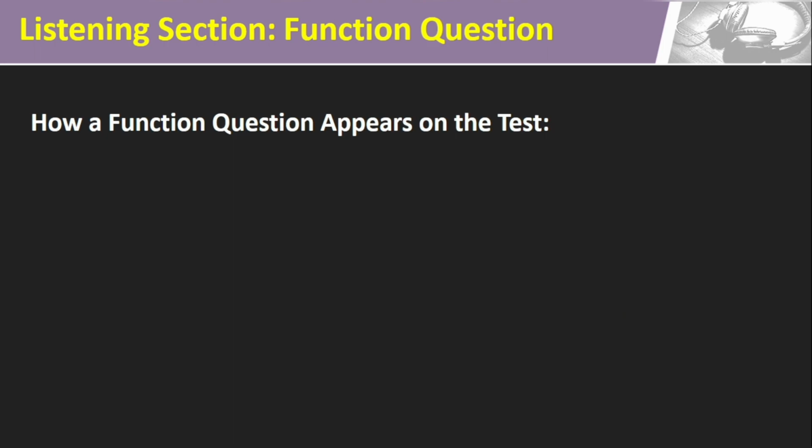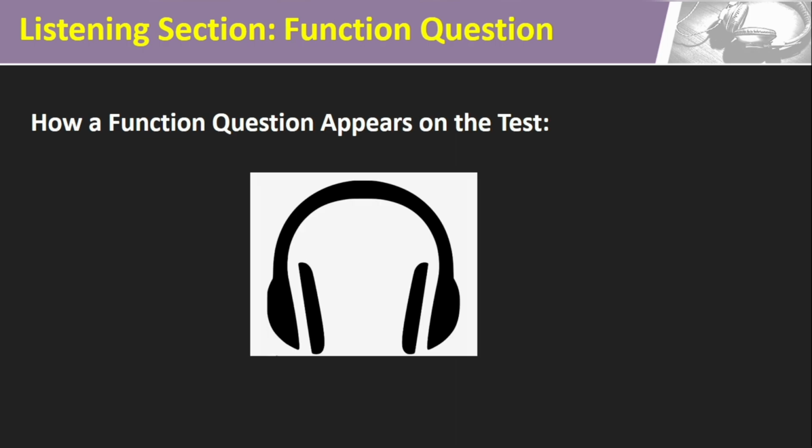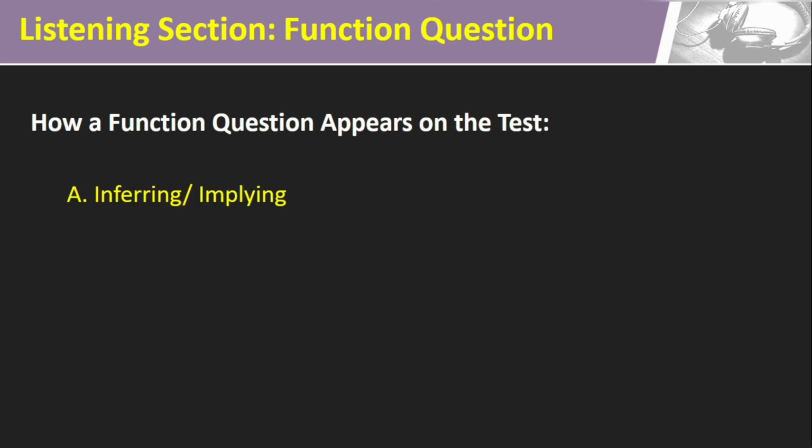Now, let us learn how a function question may appear on the test. By the way, since most function questions involve replaying of the recording, you will see a drawing of a headset beside the question. This drawing is actually the signal that you have to wait for the part of the recording to be replayed before choosing your answer. And so, some function questions ask about what the speaker is implying or inferring, and are commonly replay questions. They may look like these.